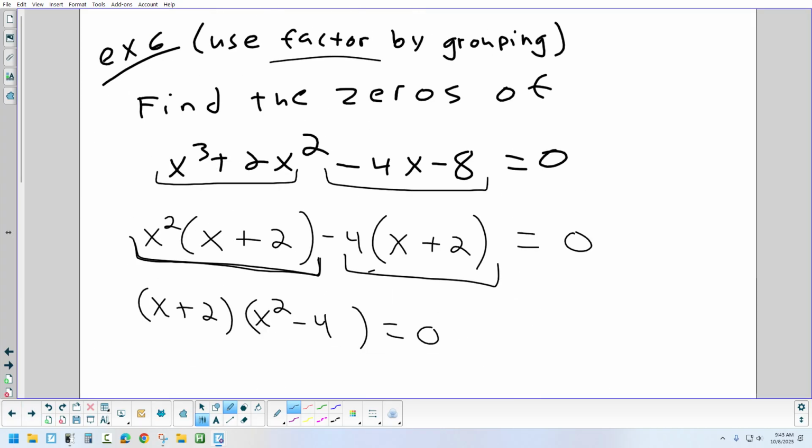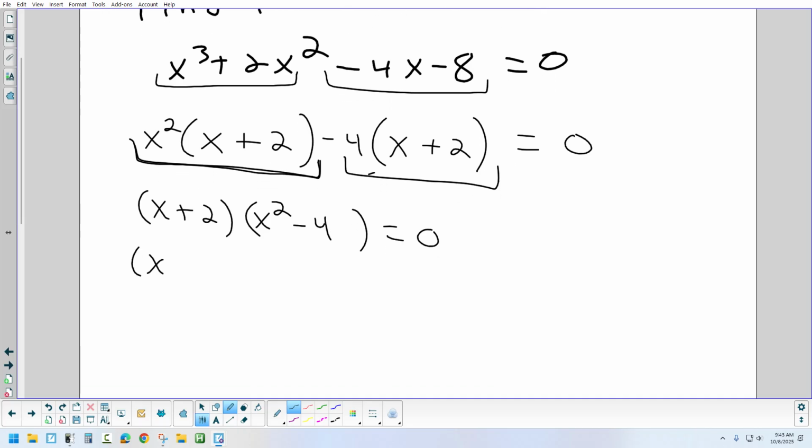So now let's look at the one that's squared. X squared minus 4 factors. Okay, it factors again. How can you write x squared minus 4 as two sets of parentheses? It'd be x minus 2 and then x plus 2. Because if you multiply that back out, you get x squared plus 2x minus 2x. That cancels. And negative 2 times 2 is negative 4. Okay, so now you've got three parentheses.